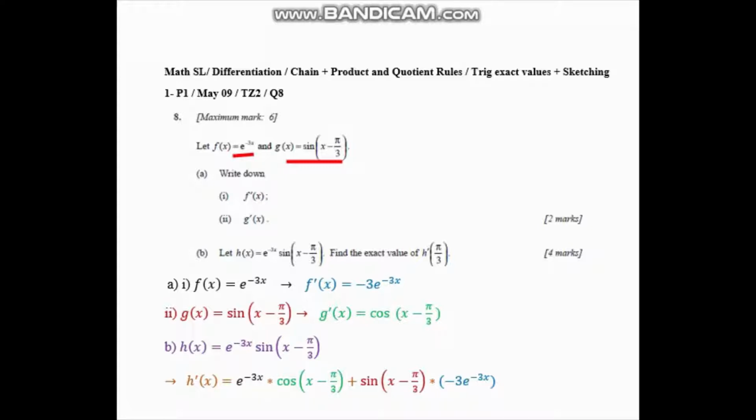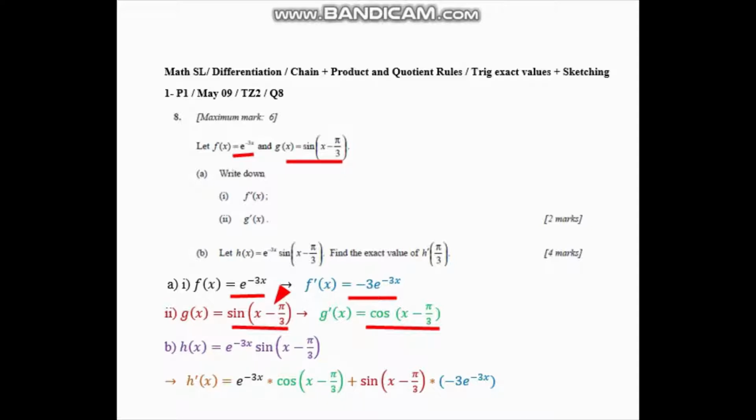So if f of x is equal to e to the negative 3x, then the derivative is going to be negative 3e to the negative 3x. If g of x equals sine of x minus pi over 3, then the derivative of that shall be cosine of x minus pi over 3, and there is no application of the chain rule here because the derivative of the inside function is simply 1. X minus pi over 3 differentiates to 1.